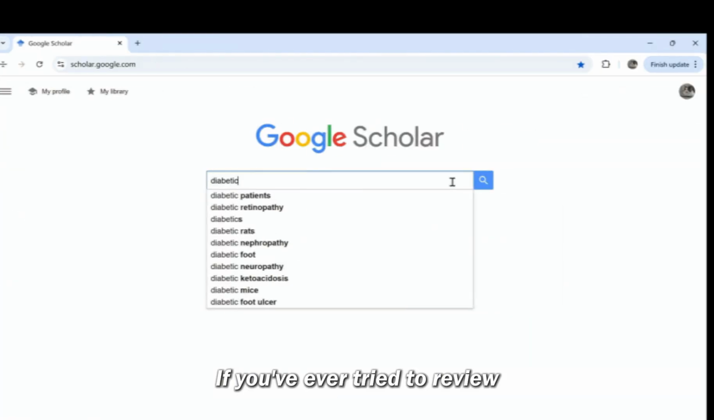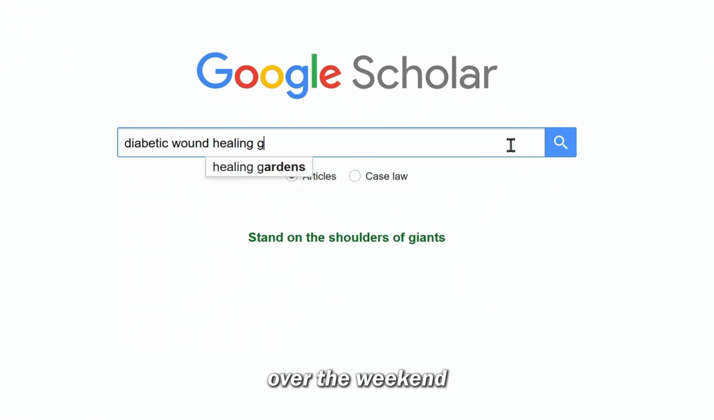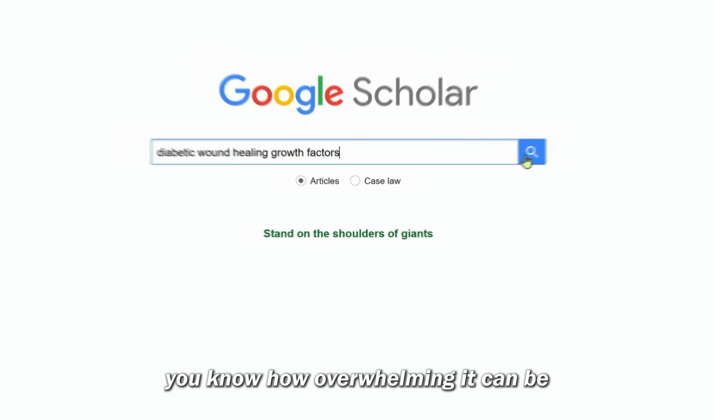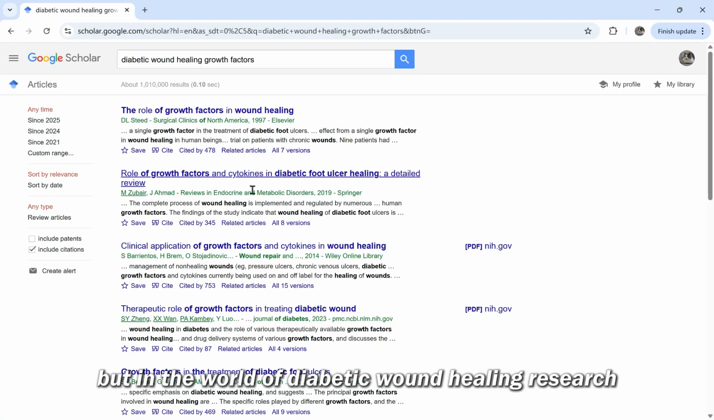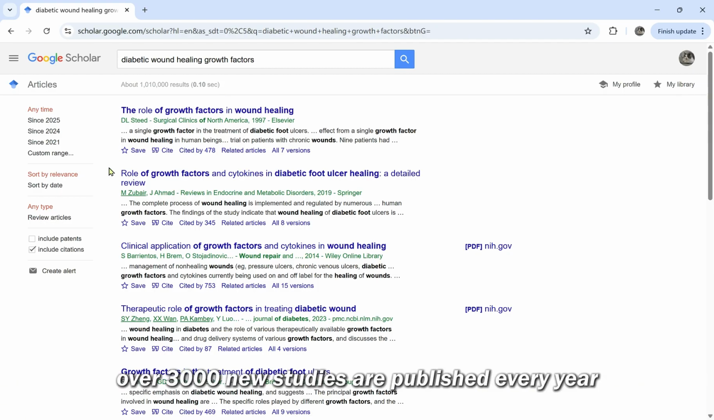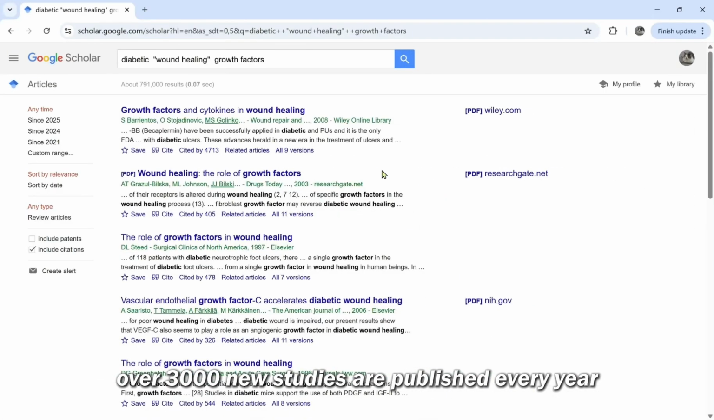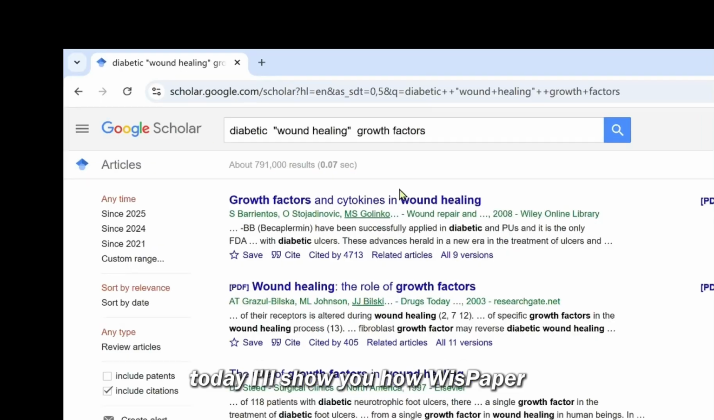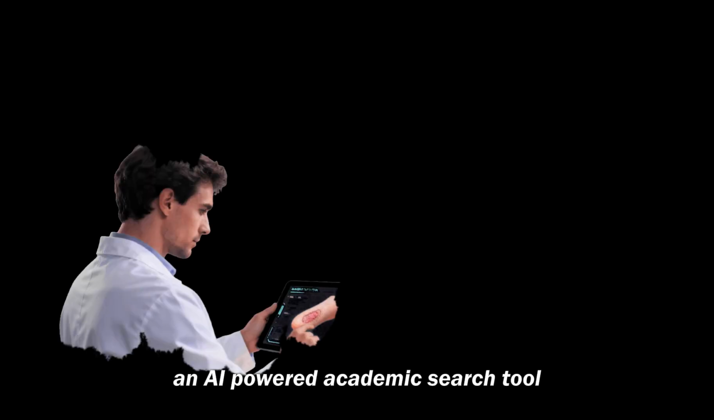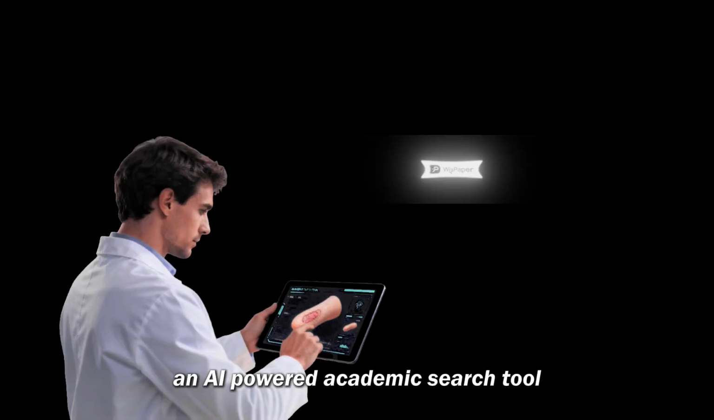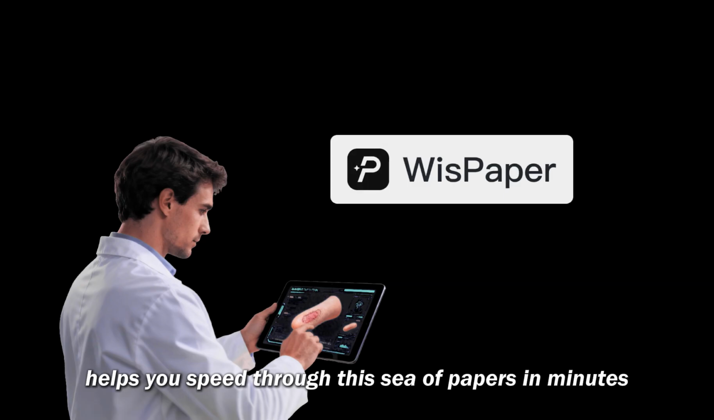If you've ever tried to review hundreds of medical papers over the weekend, you know how overwhelming it can be. But in the world of diabetic wound healing research, it's a daily challenge. Over 3,000 new studies are published every year. Today, I'll show you how WisPaper, an AI-powered academic search tool, helps you speed through this sea of papers in minutes.